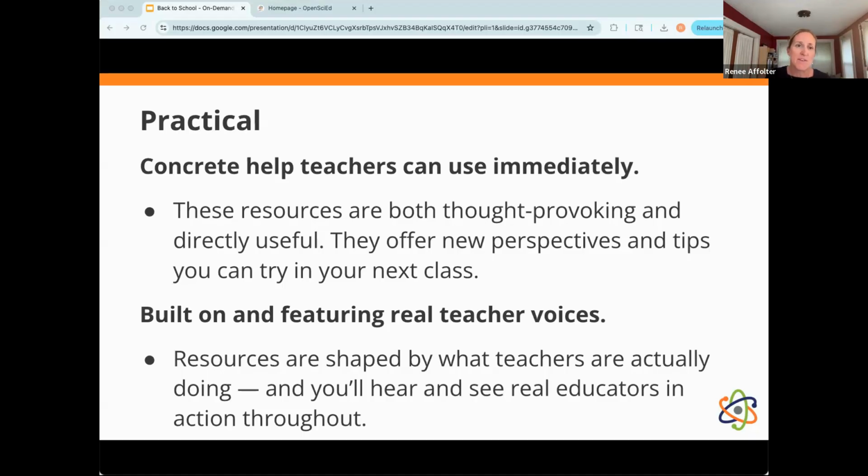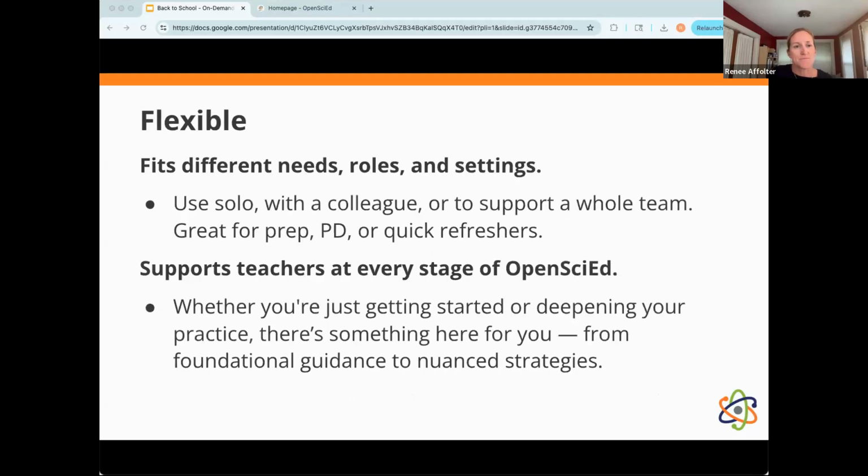So it's built on and featuring real teacher voices. Teachers are sharing their strategies. You're going to see videos of teachers in action. And these are honest, useful takes on how they're making this work that maybe you can see yourself in and be able to adapt to your own setting.